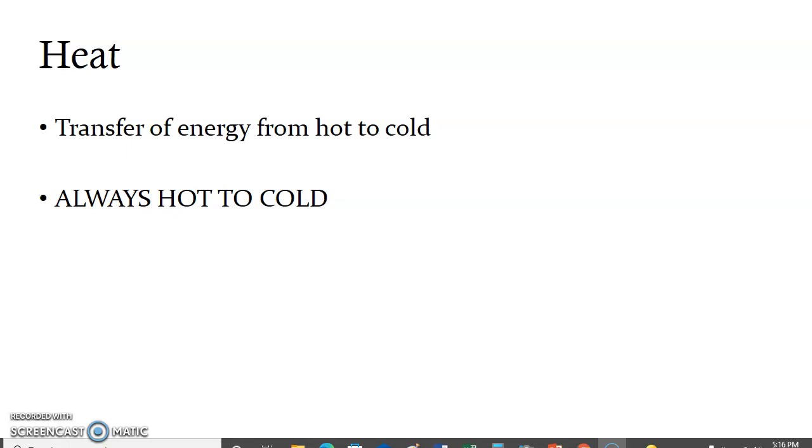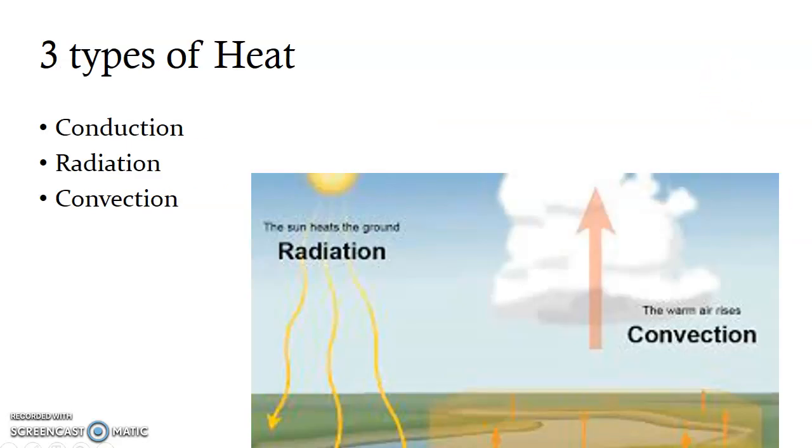Now, energy in gases and liquids, recall, is how much the items are moving. So a wiggling water molecule is a hot water molecule. Now, there are three basic types of heat. We have conduction, radiation, and convection.